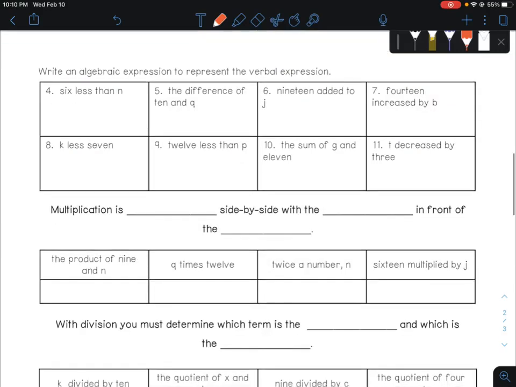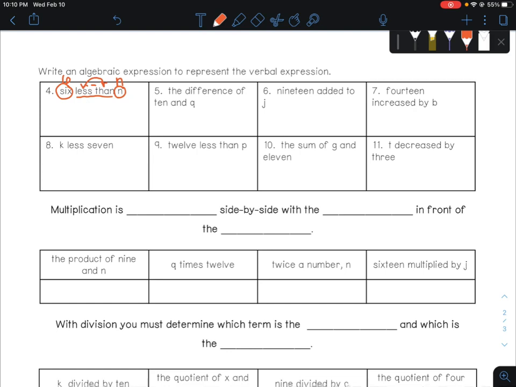So next up, just a few more. 6 less than n. Now earlier I said less than means subtract, but I also put these little arrows on it. So hold on that thought 1 second. So here's 6, and then n, I'm circling because even though it's a letter, it's technically standing for a number.